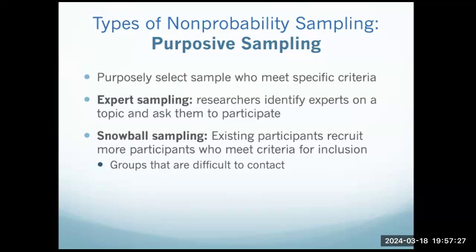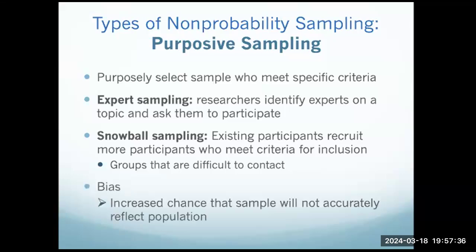So existing participants are asked to recruit more participants who meet the criteria for inclusion. So you would use that for groups who are really difficult to contact. Again, the problem with that is that there could be bias, right? You increase the chance that it's not going to reflect the population because you're getting people who agreed to do a survey to recruit others. And so the people they know will be very similar to them. And so that's going to decrease the chance of really getting a fully representative sample.